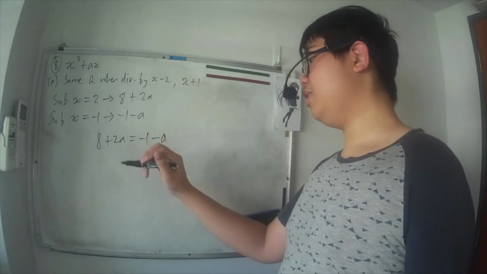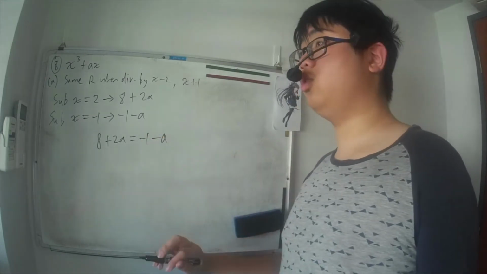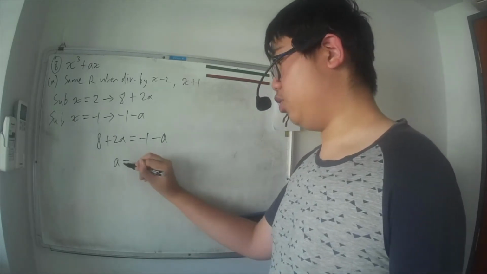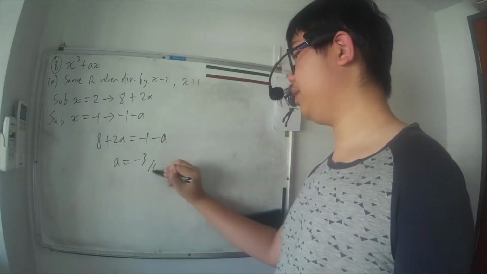So 9 plus 3a equals to 0. Therefore, your a from here is equal to minus 3. That's it.